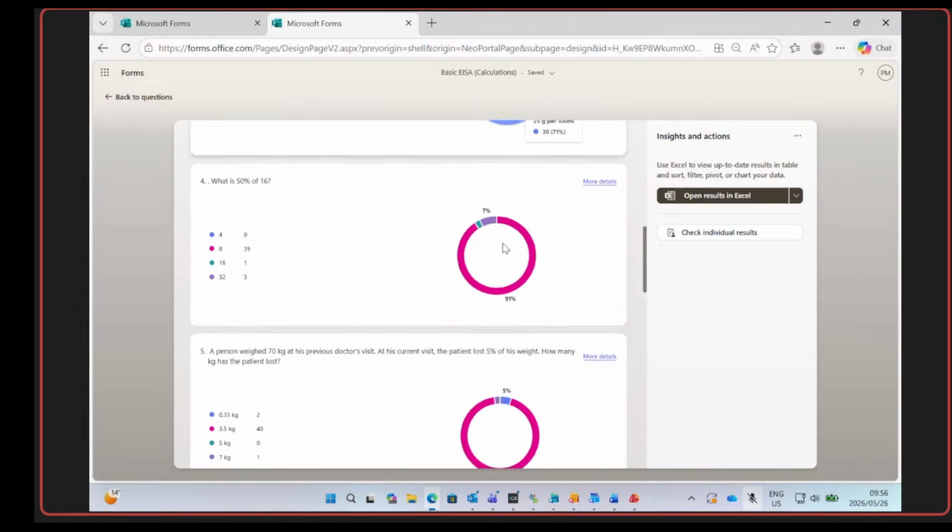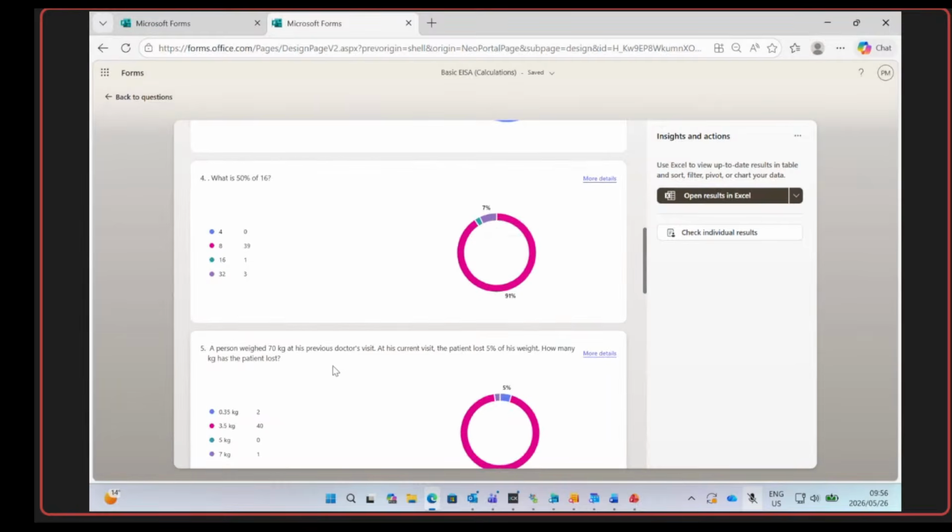Okay, question number 4. What is 50% of 16? All right, and this is a simple percentage conversion. It's a calculation. And what are we going to do? We're going to say 50 divided by 100 multiplied by 16. And the correct answer is 8. And that is option number 2.